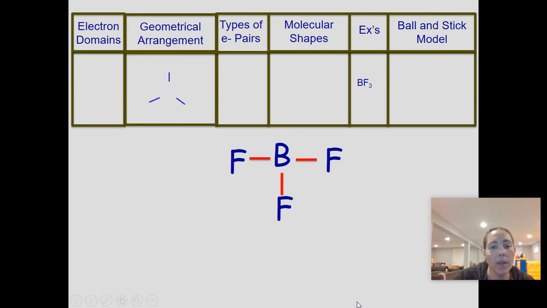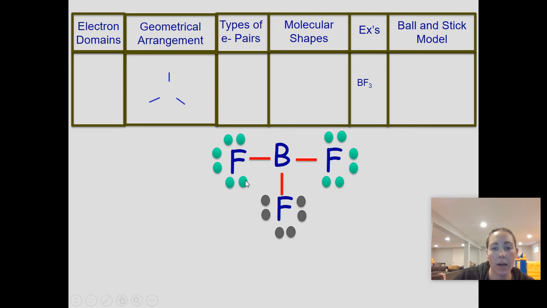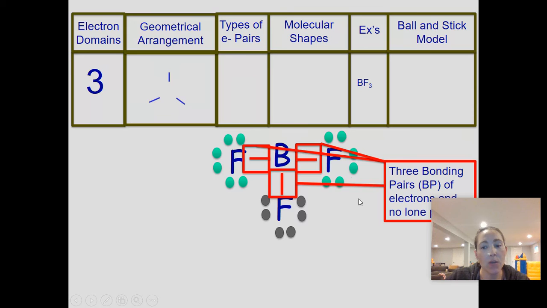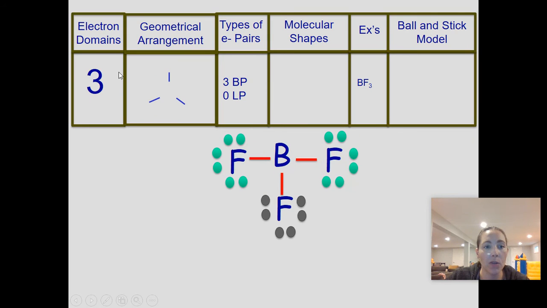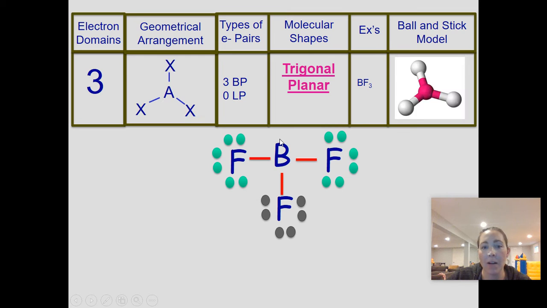All right, for this one, we have trigonal planar. Now remember, boron is one of those fun ones that only can form 3 bonds, or only wants access to 6 electrons, 2, 4, 6 right there. So this has 3 bonding pairs and no lone pairs, so 3 electron domains. Of those, there are 3 bonding pairs and 0 lone pairs. The molecular shape is trigonal planar because there are no lone pairs on the central atom. Looks like that. Here's the geometric arrangement.